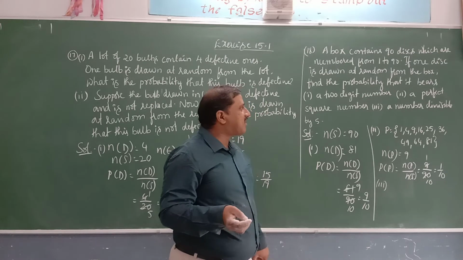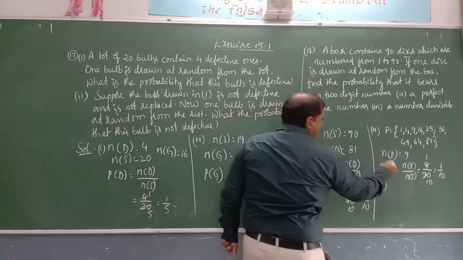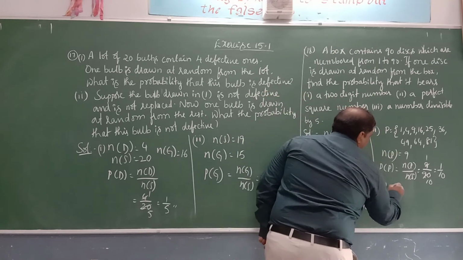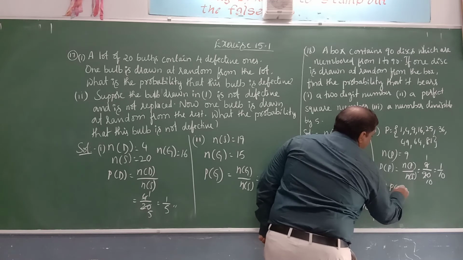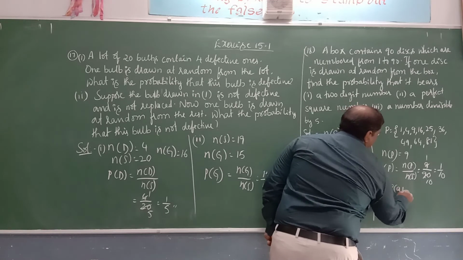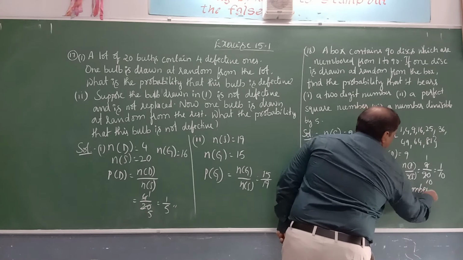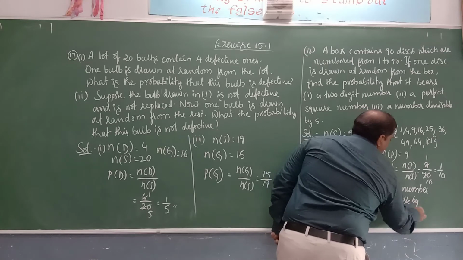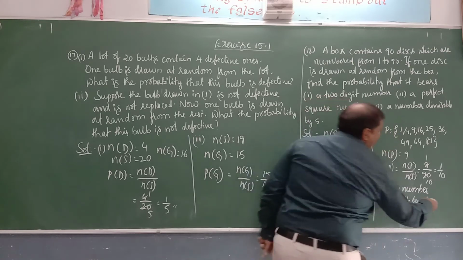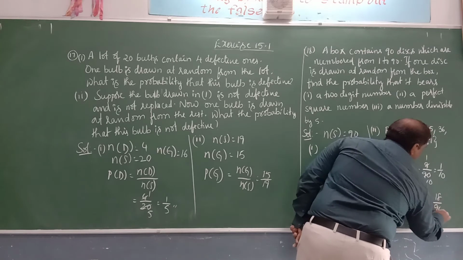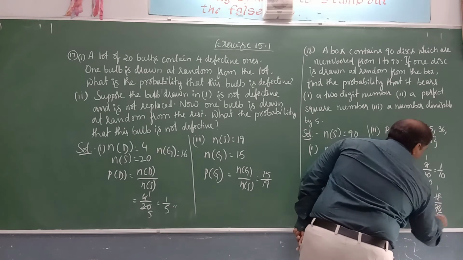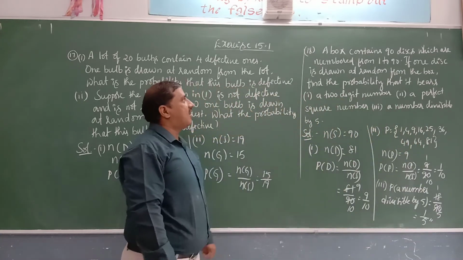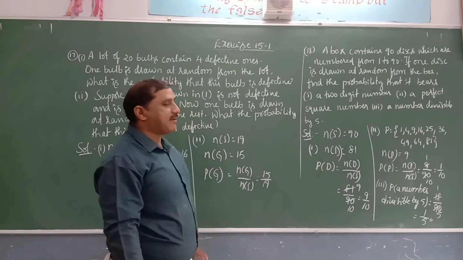So I am taking numbers divisible by 5 as the third one. The probability of a number divisible by 5 is equal to how many are there? 18 by 90. 18 ones are 18, 18 fives are 90. That is equal to 1 by 5, the probability of the number which is divisible by 5.